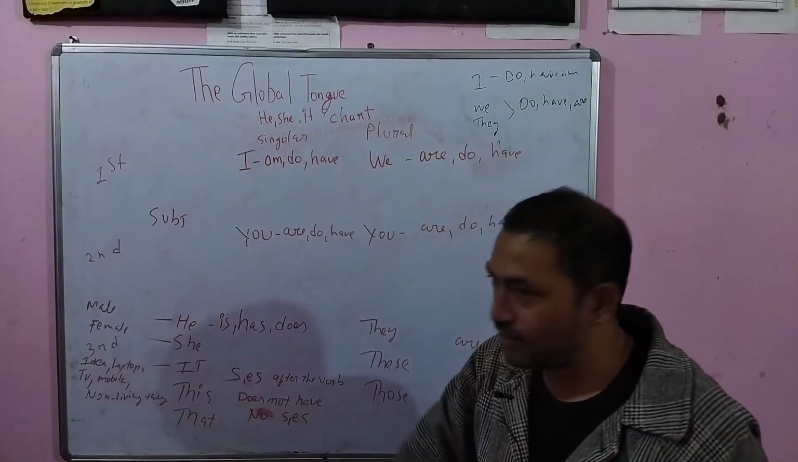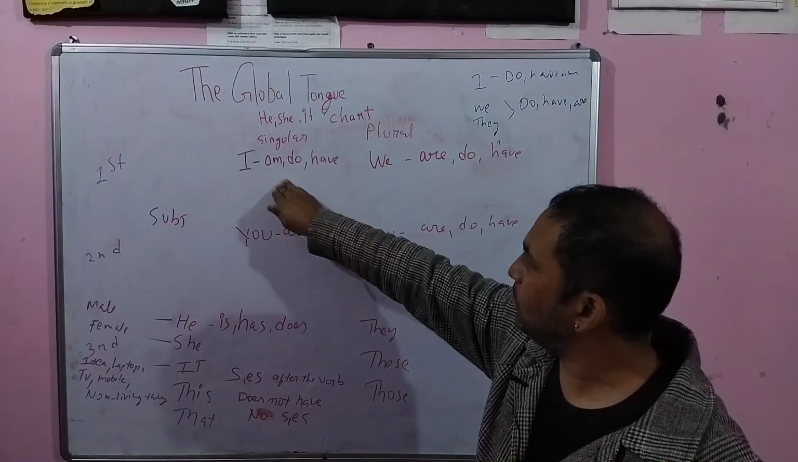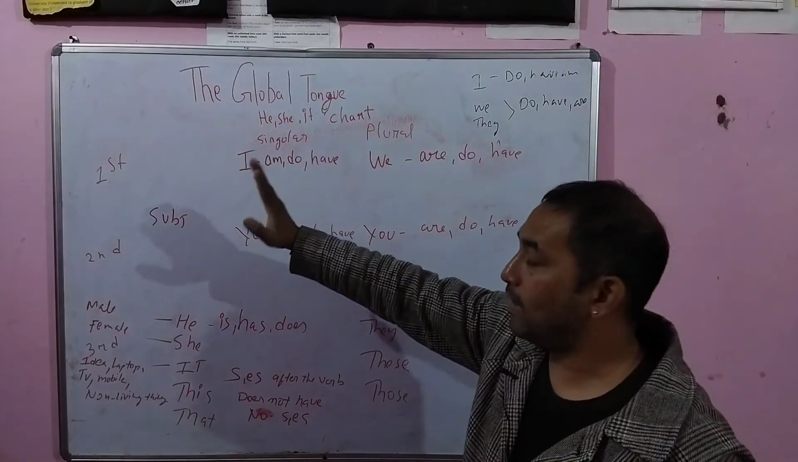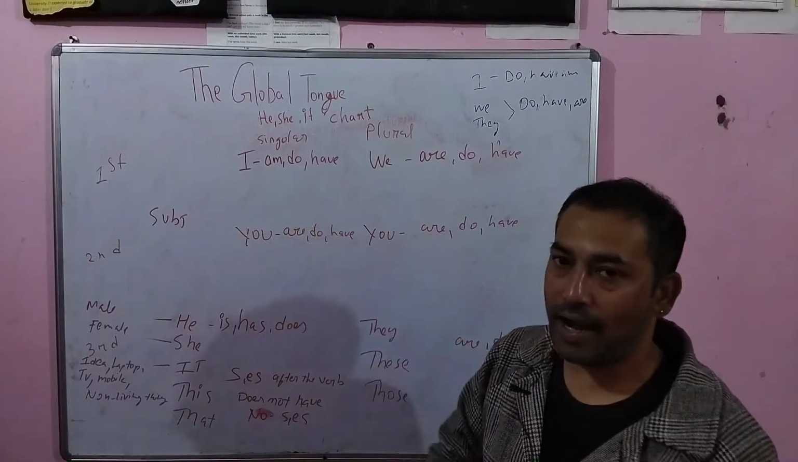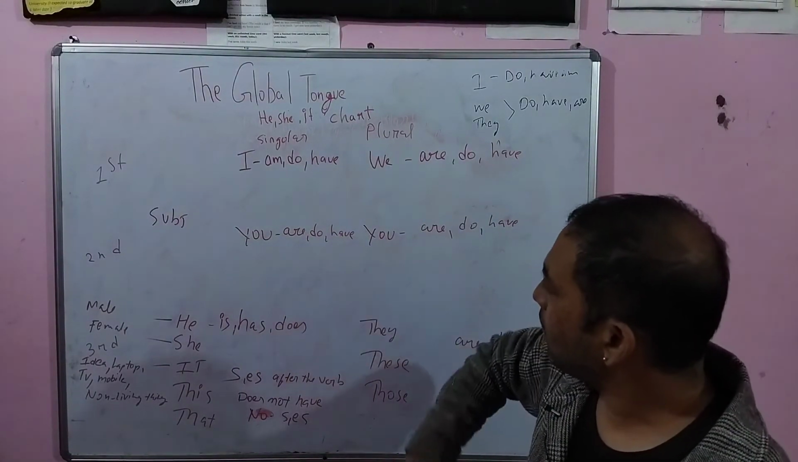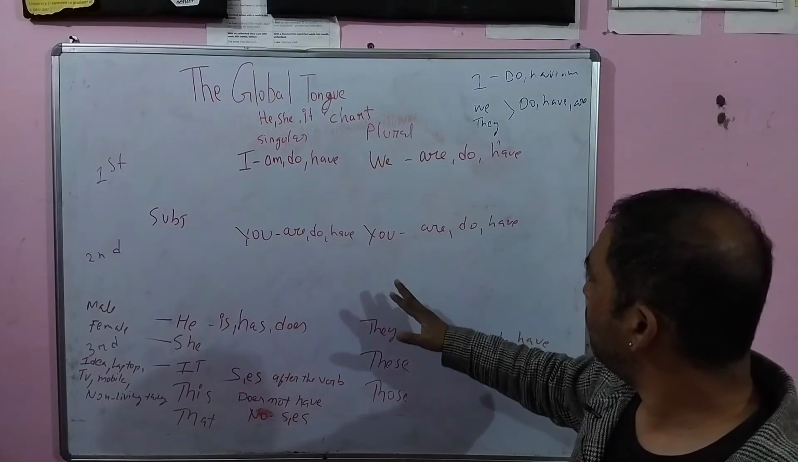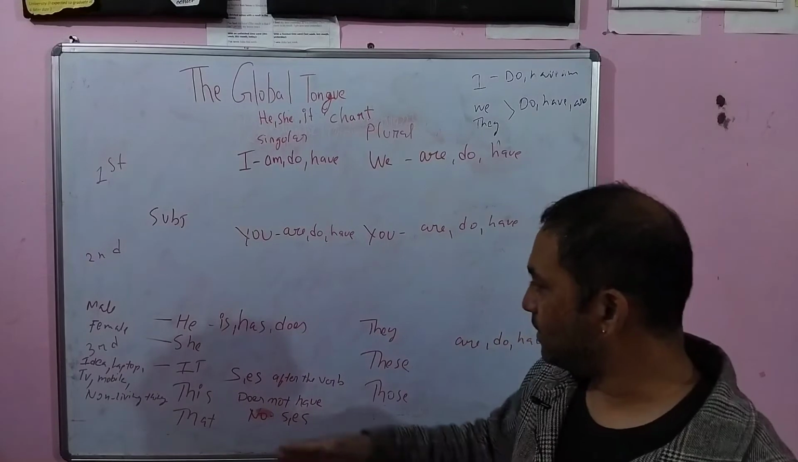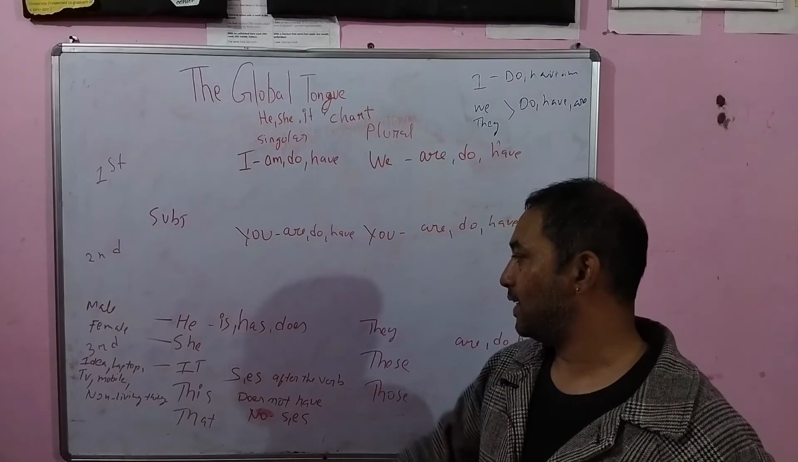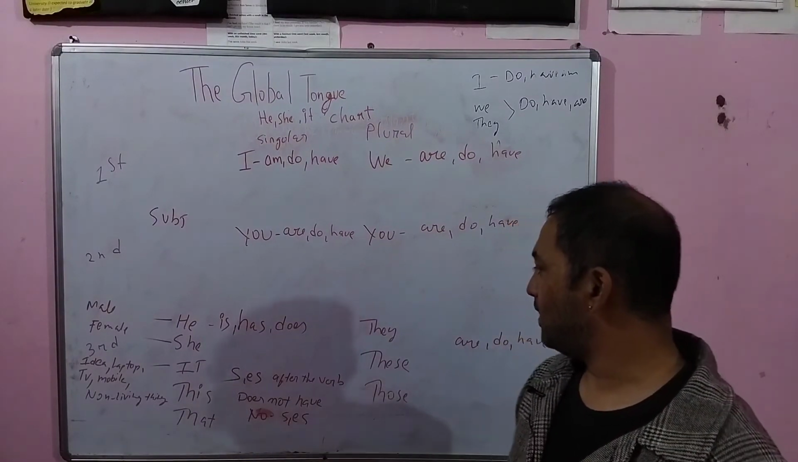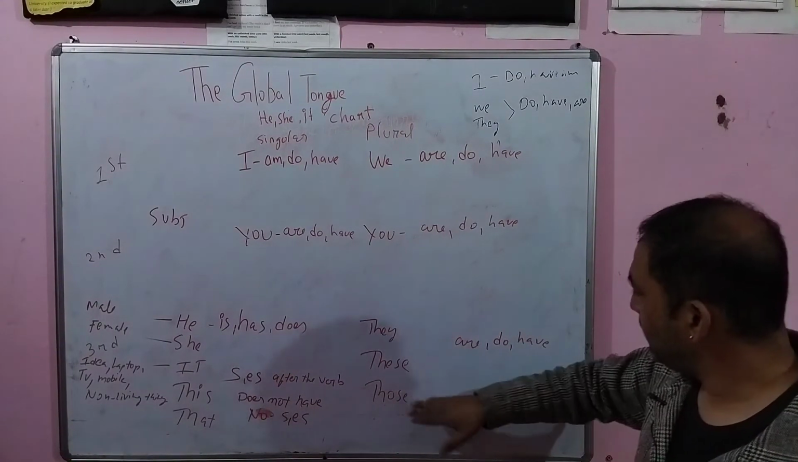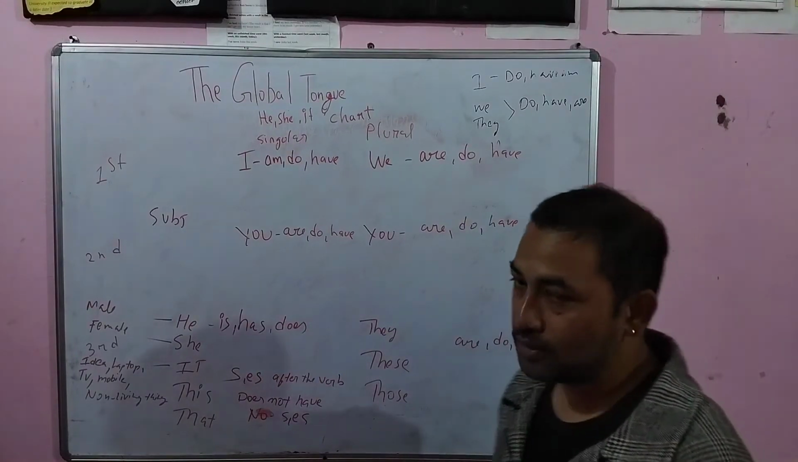Once you have identified your subjects, take help from your subject's friend, the verb. Whenever you're using I: I am, I do, I have; we are, we do, we have; you are, you do, you have. And for he: he is, he has and he does. She is, she has and she does. It is, it has and it does. They do, they are and they have. These are, those are. So use this formula, guys.